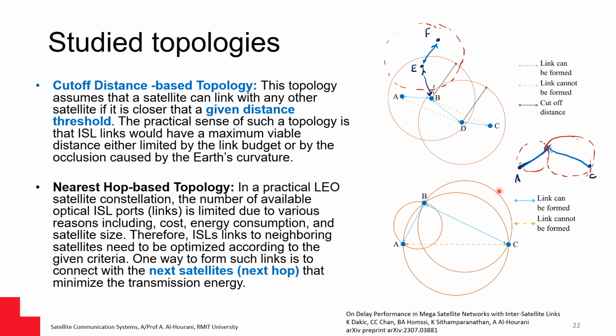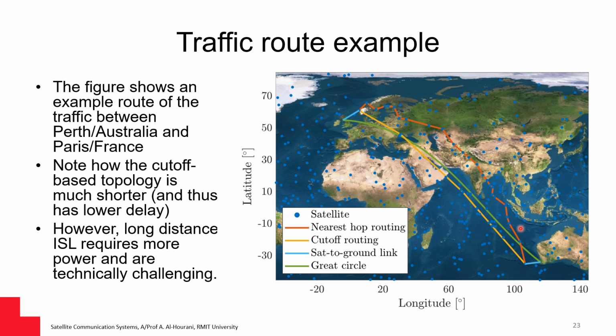So this is called the nearest hop, which means you only establish a connection with your nearest point, such that there is no other point nearer to your nearest neighbor. This is a preliminary result showing a connection between a point in Australia and one point in Europe. So this is a satellite network. We are just doing it in this case in 2D.